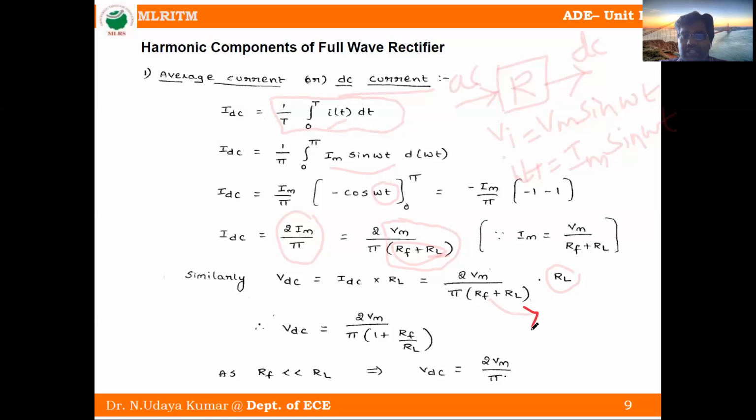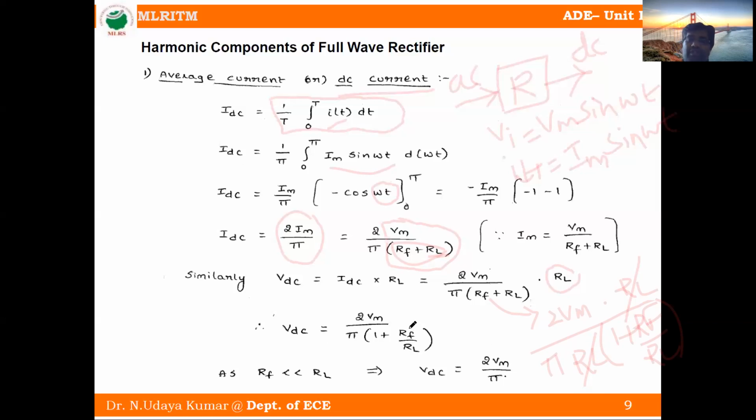This equation can be written as 2Vm by pi into RL, where RL is common. So 1 plus Rf by RL. That means this RL and this RL cancel. Finally, we will get 2Vm by pi into 1 plus Rf by RL.